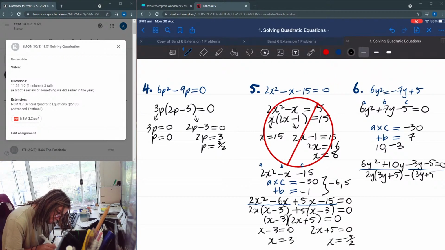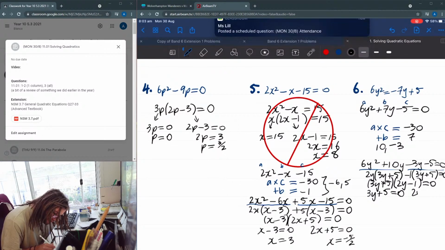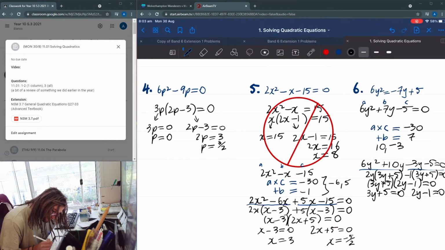3y plus 5. You can see how my signs were wrong, that's why I took a minus out. So then I take the 3y plus 5 outside of the whole thing. You've got to remember that that's a minus 1 equals 0. Hello, other teachers. 3y plus 5 equals 0, or 2y minus 1 equals 0. That means y equals minus 5 on 3 and y equals a half.